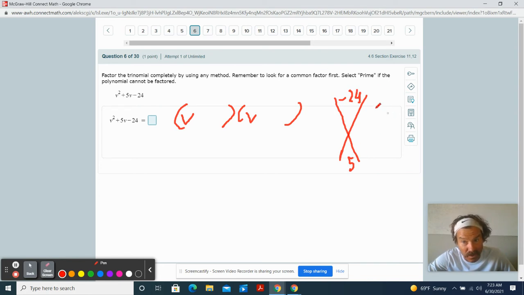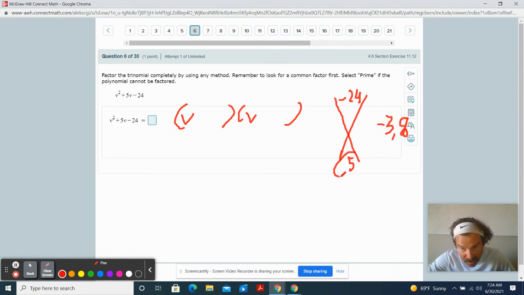24, a lot of factors of 24, right? We got 1 times 24. We got 2 times 12. We got 3 times 8. Well, I need to make a -24, so I'm going to make the 3 negative and 8 positive. -3 times 8 is -24. -3 plus 8 is 5.